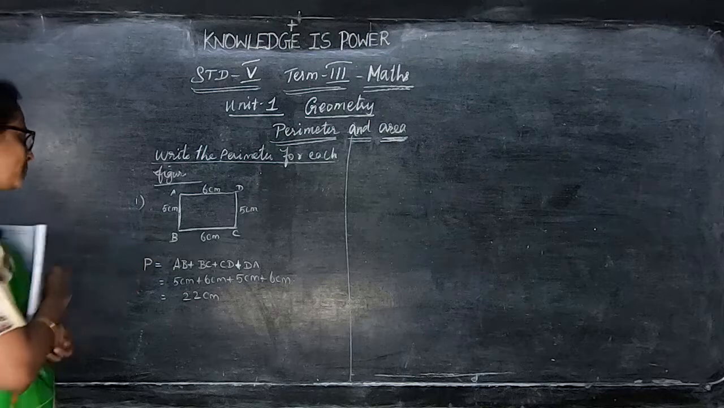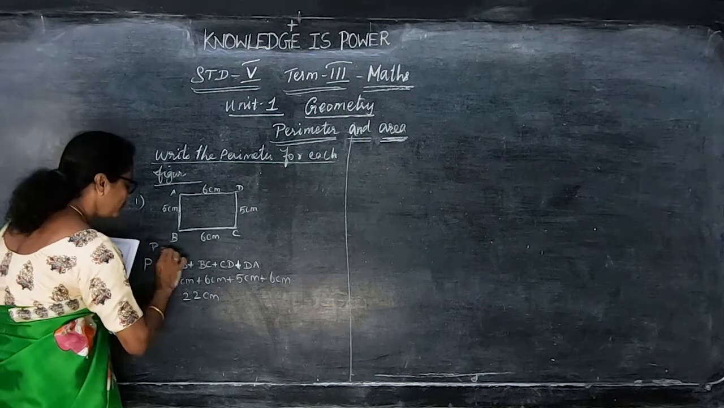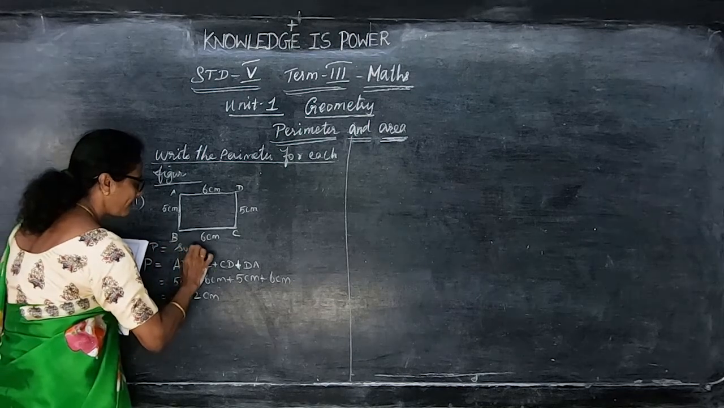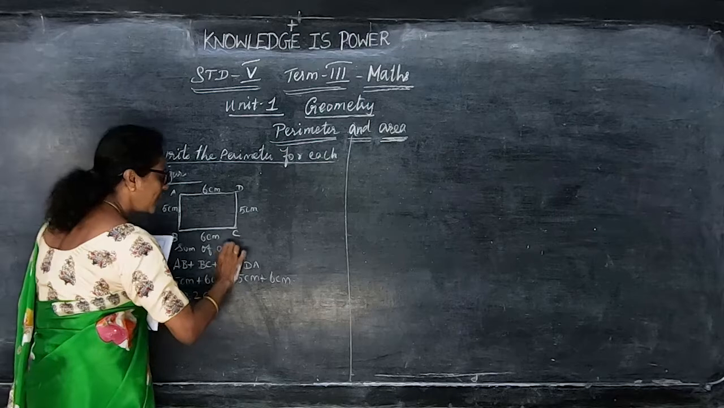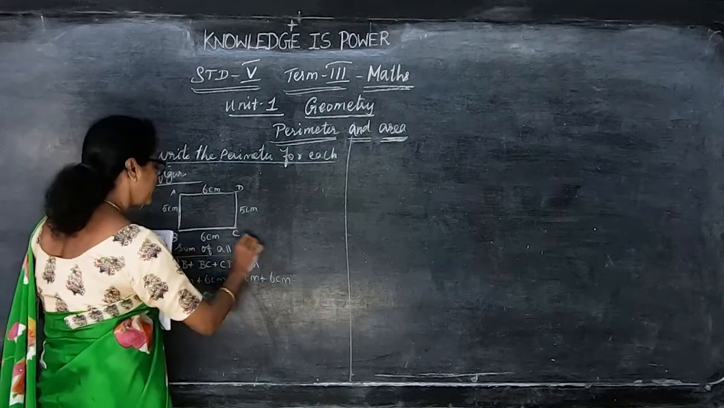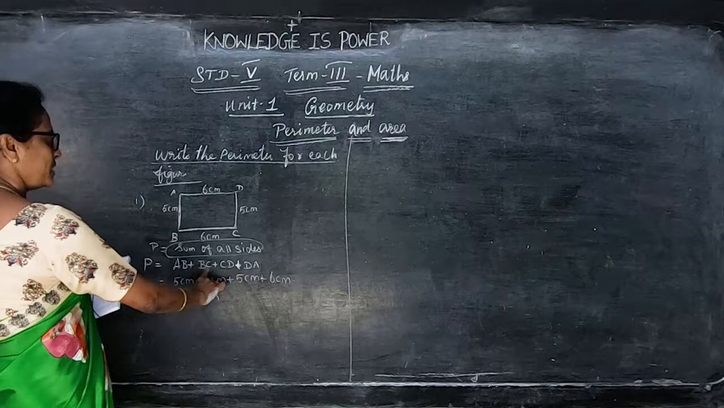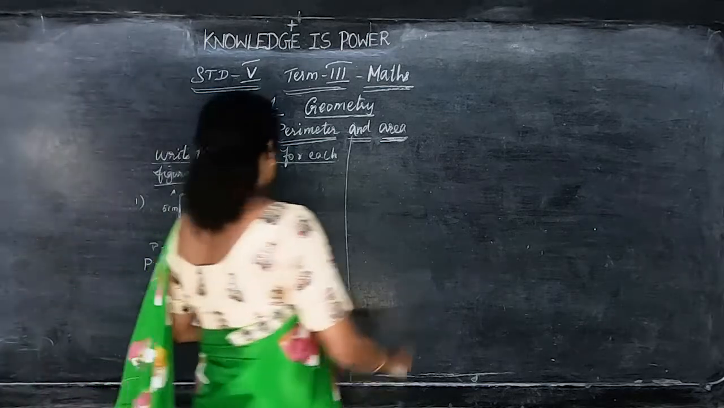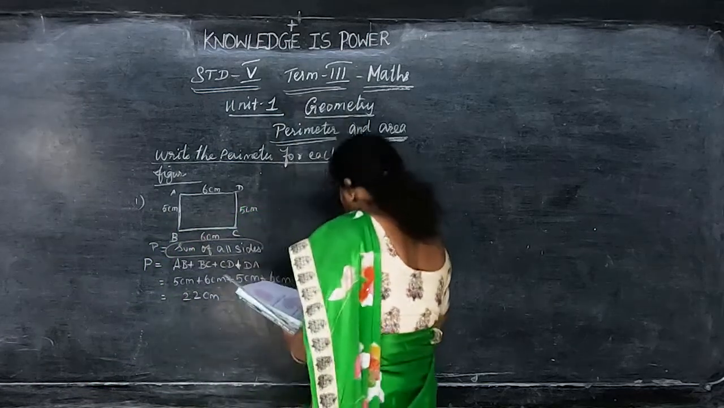So perimeter P is equal to the sum of all sides. Sum means we have to add. Sum of all sides, okay, that is the perimeter: AB plus BC plus CD plus DA. And another picture they have also given.